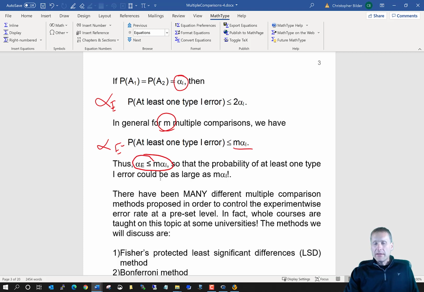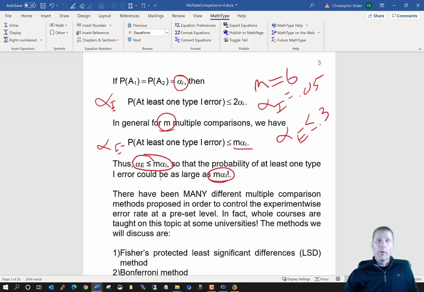So what that means is the probability of at least one type 1 error could be as high as m times alpha sub I. If m was 6, as in the Wheaties example, and alpha sub I was 0.05, then alpha sub e could be as high as 0.3. Wow, that's pretty high. Could be. We don't know what it is, though. Okay?